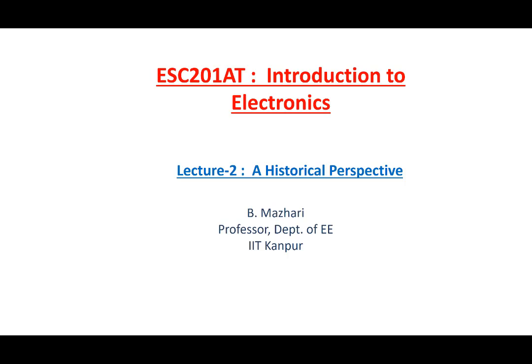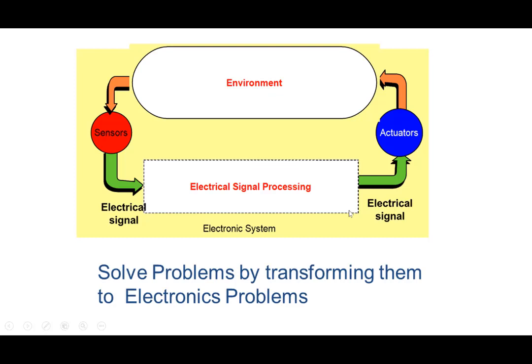We won't spend too much time, but we'll look briefly at how electronics started. So this was the theme of the last lecture: we should view electronics as a means, as a tool for solving problems. The reason is that electronics enables us to achieve a very fine control over electrical form of energy. So whenever you have a problem, you should look for an opportunity to transform that problem such that it can be solved by electronics.